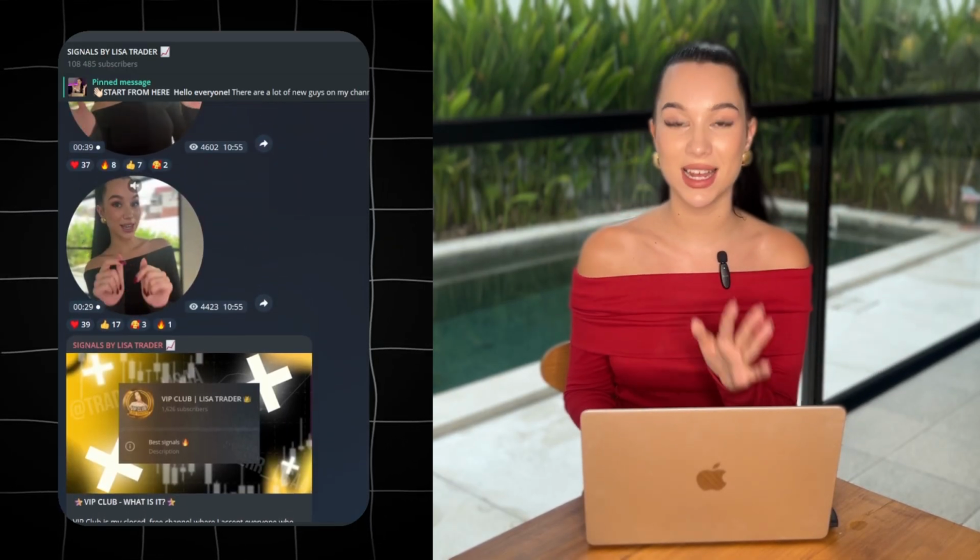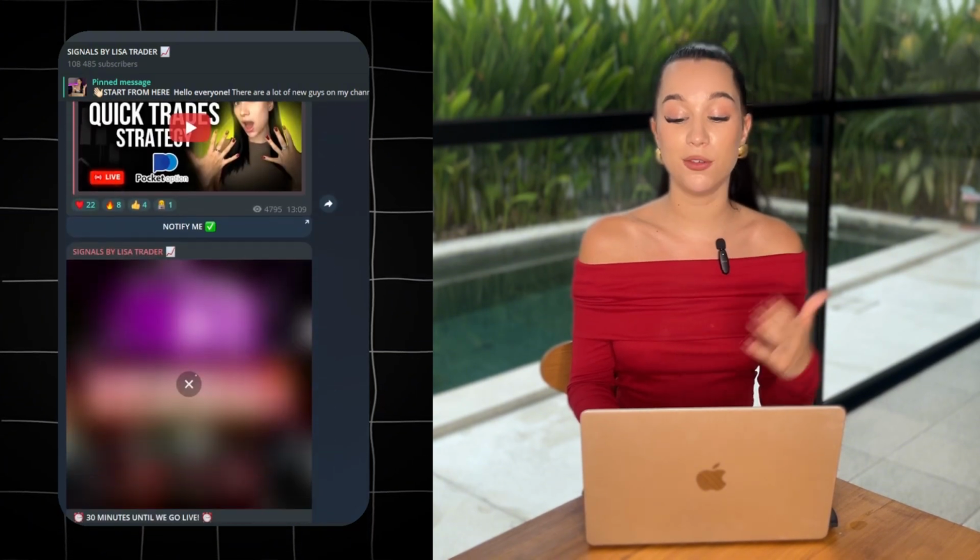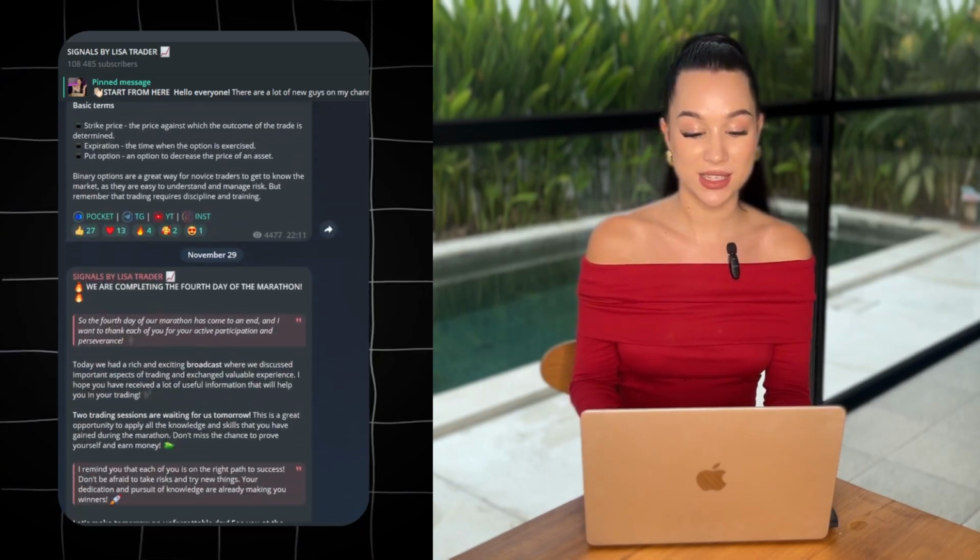Buy and sell, and that's it. And then change the amount of money per trade or the time of the expiration, but even a kid can do that. So guys, it's really easy.